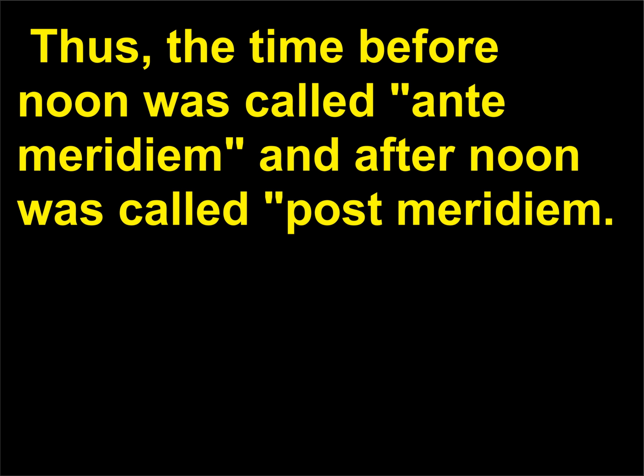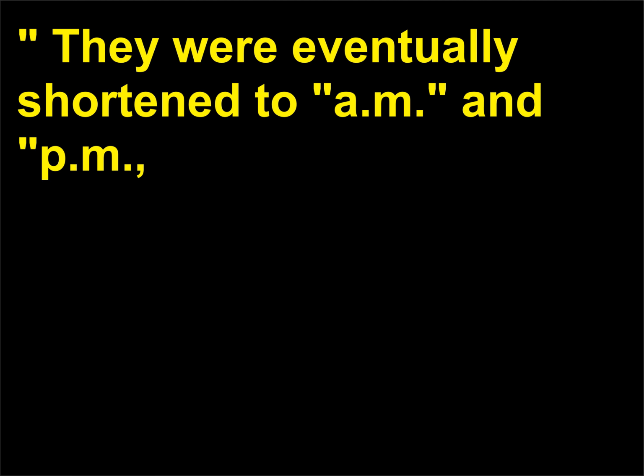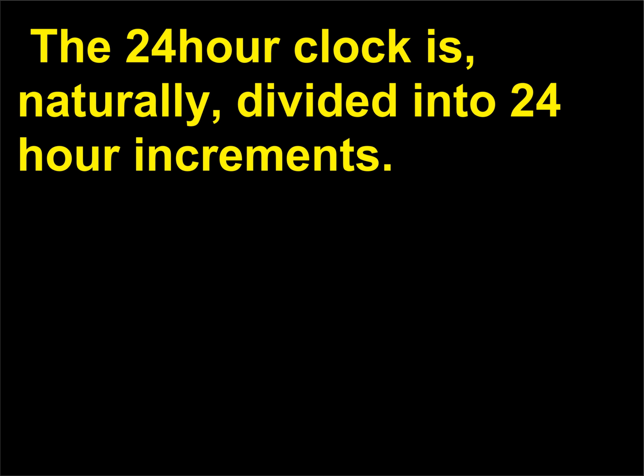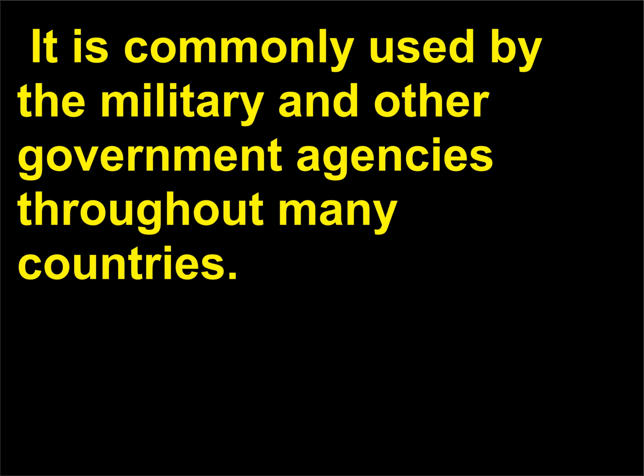Thus, the time before noon was called ante-meridiem and after noon was called post-meridiem. They were eventually shortened to AM and PM, respectively. Whether the terms are capitalized or not is not an issue either, as both are used in texts. The 24-hour clock is, naturally, divided into 24-hour increments. It is commonly used by the military and other government agencies throughout many countries.